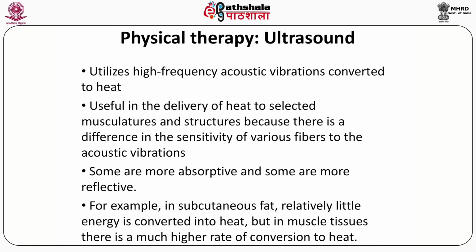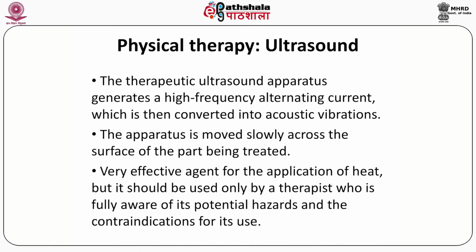For example, in subcutaneous fat, relatively little energy is converted into heat, but in muscle tissues, there is a much higher rate of conversion to heat. So this ultrasound uses these variations among the tissues to cause its effect. Continuing with the ultrasound, the therapeutic ultrasound apparatus generates a high frequency alternating current which is then converted into acoustic vibrations. The apparatus is moved slowly across the surface of the part being treated, as with any other use of ultrasound.